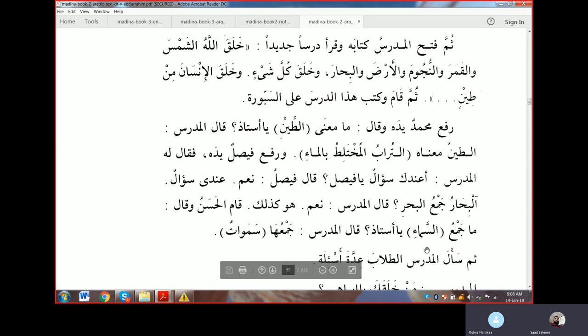The teacher said, its plural is samawat. It's plural. Samawatun, skies. Yes, sama means one sky and samawatun skies, and Islam tells us that there are seven heavens or seven skies.